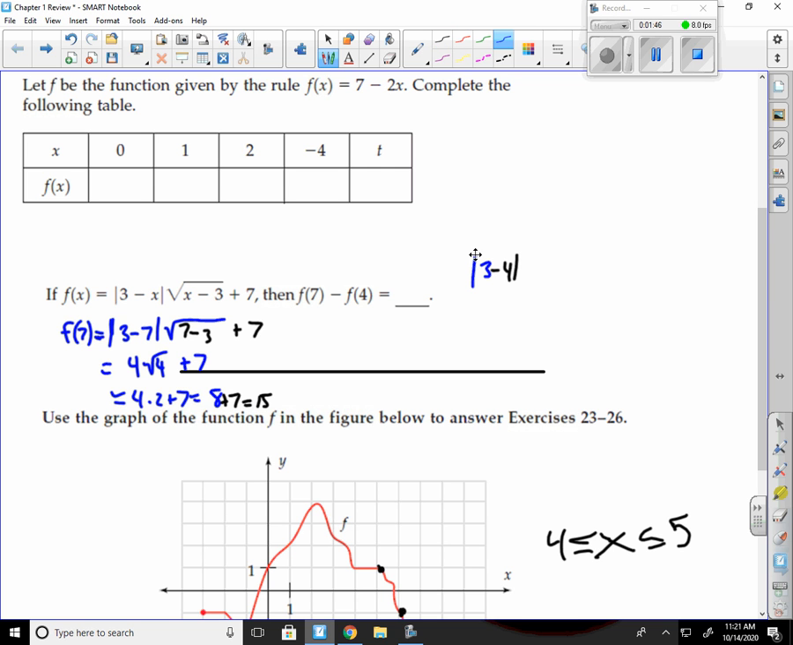Now plug 4 into the equation. 3 minus 4, absolute value, times the square root of 4 minus 3 plus 7. 3 minus 4 is negative 1. Absolute value makes it a positive 1. 4 minus 3, square root of that is still positive 1, plus 7. 1 times 1 is 1 plus 7 is 8. f of 7 minus f of 4, that's 15 minus 8, which is 7.